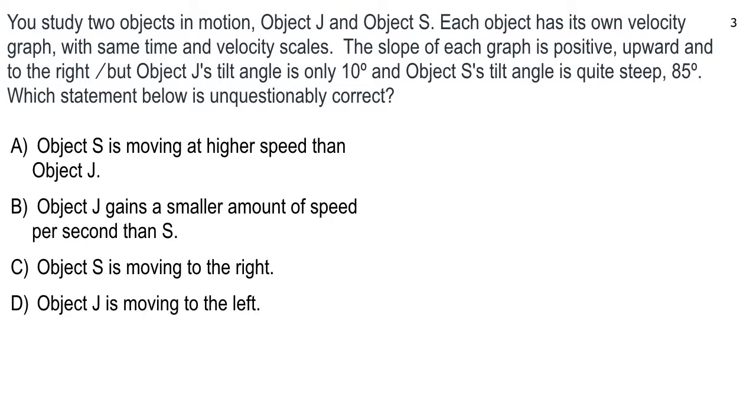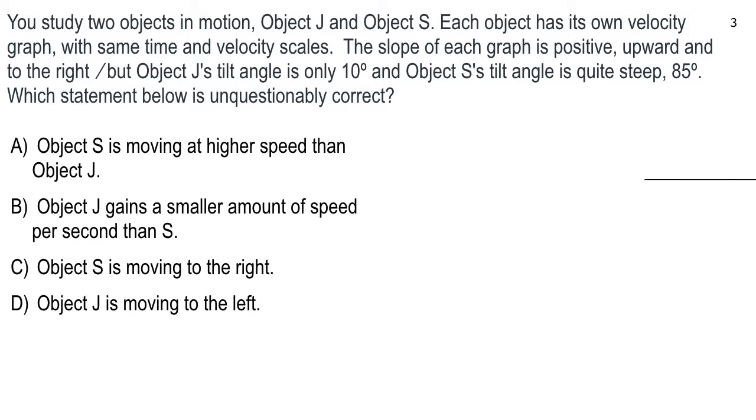Option A, object S is moving at higher speed than object J. Option B, object J gains a smaller amount of speed per second than object S. Option C, object S is moving to the right. Option D, object J is moving to the left.